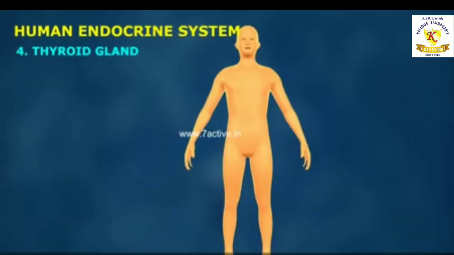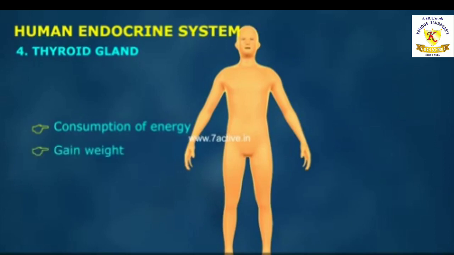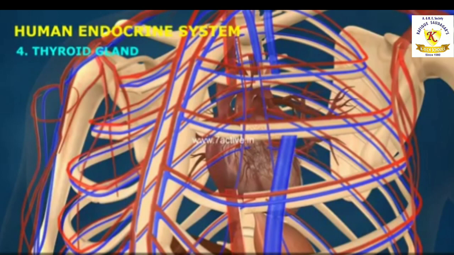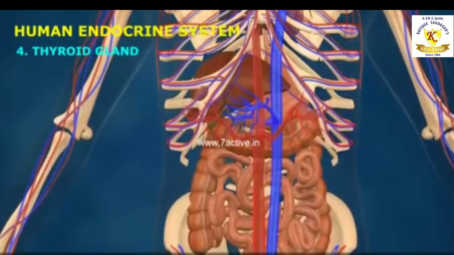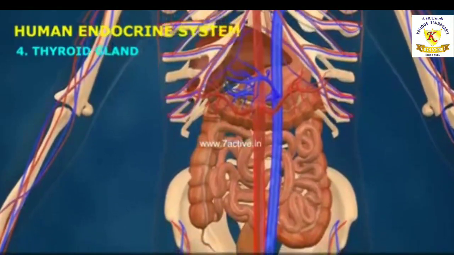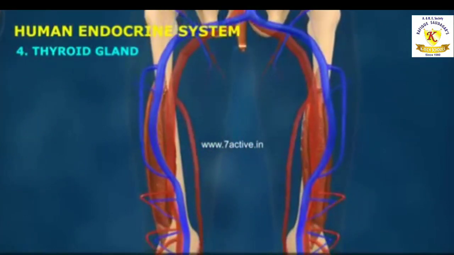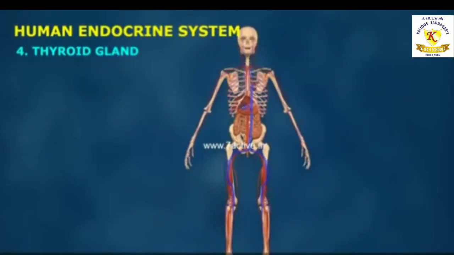The next, thyroxine controls basal metabolic rate. It determines the consumption of energy, the tendency of body to gain weight and physical activity. Body temperature, heart, physical development, mental development, muscular activity, nervous activity, and also sexual development.